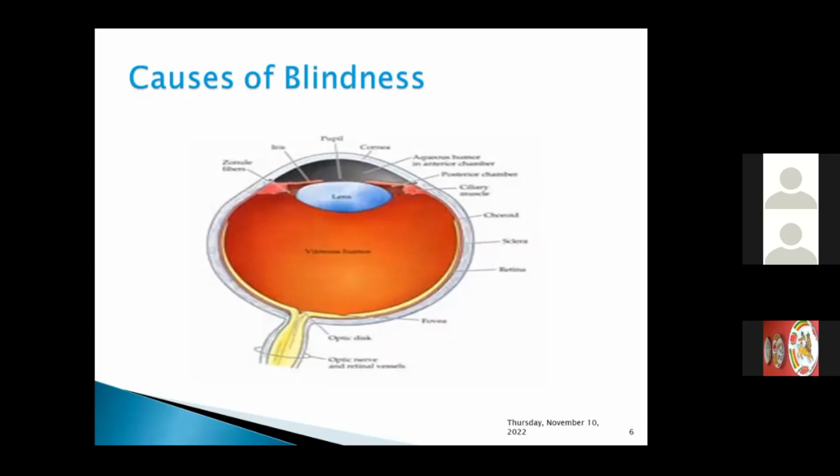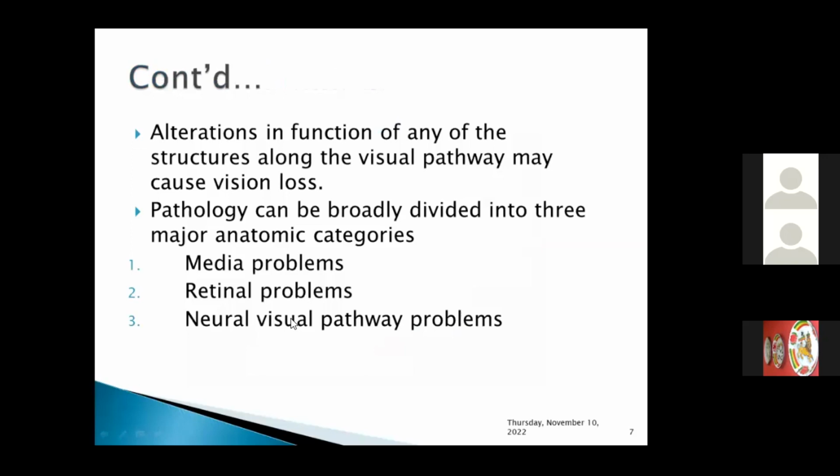And the other important structure is the optic nerve. As you can see from the image as well, my cursor is now around the optic nerve. Anything that affects that can also result in visual impairment. So the summary of what I said so far: media problems, retinal problems, and neural visual pathway problems can be summarized as possible causes of visual impairment or blindness.